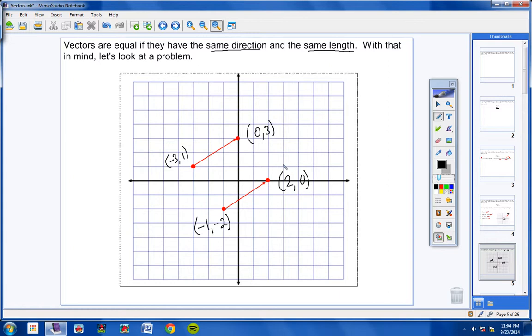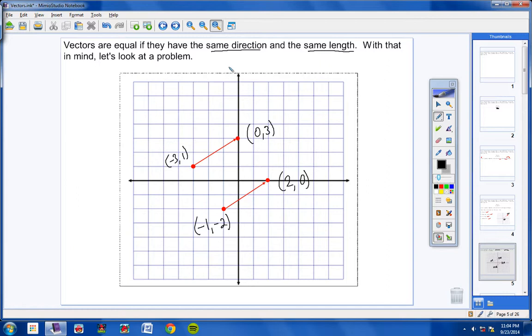All right? But a lot of you are probably still up here on this sentence, which is fine. Please copy this sentence in your notes. Vectors are equal if they have the same direction and the same length. Those are the two things that vectors have to have if they're going to be equal.